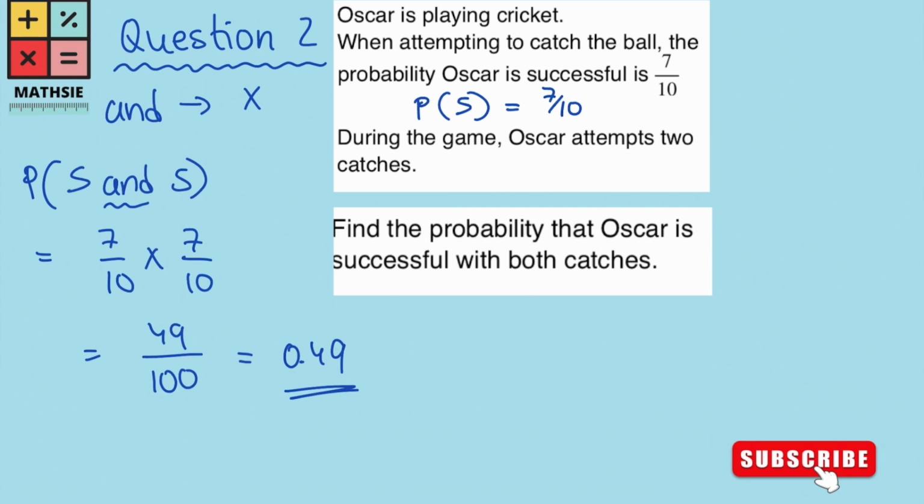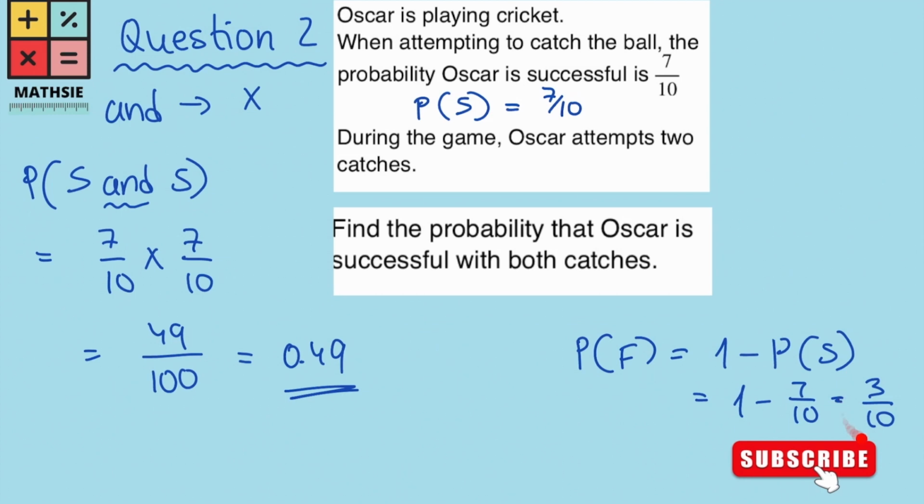This is not part of the question, but just to remind ourselves, if we need to find the probability of failure, we know that he either has a success or a failure. So the probability of failure would just be 1 minus the probability of success, which here would be 1 minus 7 over 10, which would just be 3/10 or 0.3. And that's it. We're done with the question and with the 5 minutes for today.